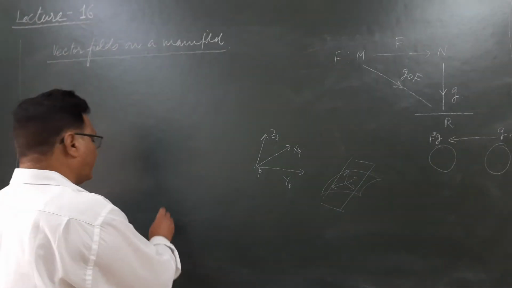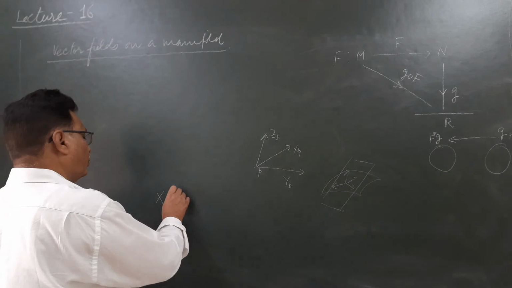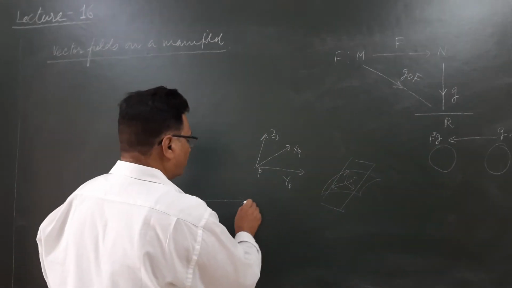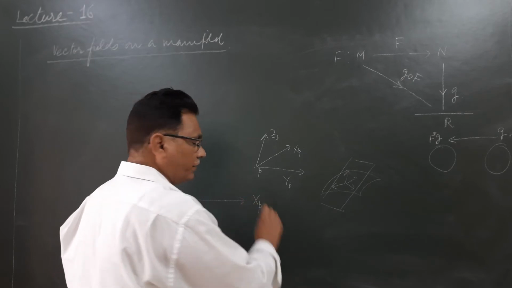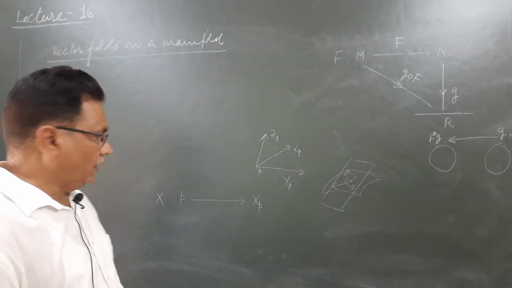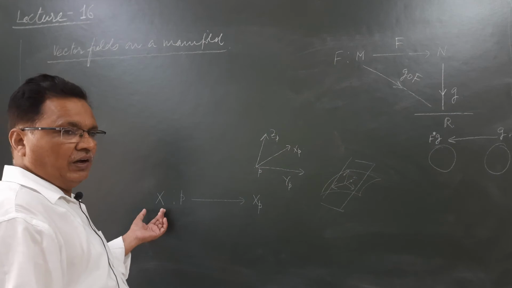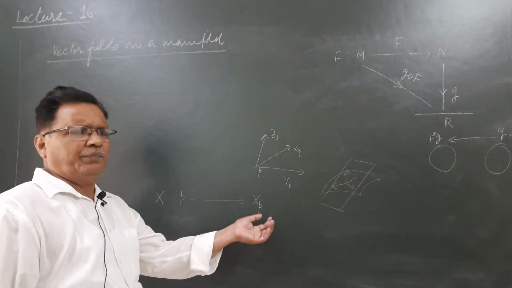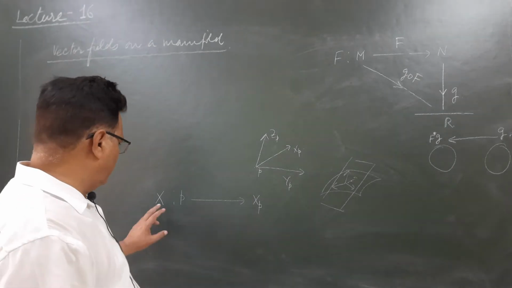So now I am thinking of a map. What it does, it associates to each point P some tangent vector Xp. There will be another map Y which will associate to every point P some other tangent vector Yp, and so on. So I am thinking of such a map.